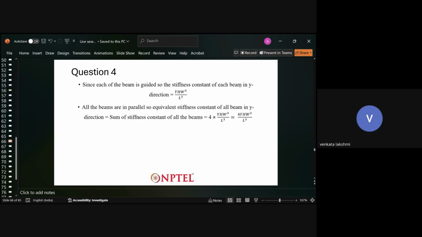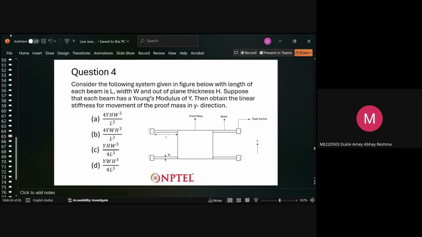Sir, I need some clarity. Please repeat again, sir, along the y direction. Yeah, so along the y direction, the formula is W. You can see here y is this way. So I'll just transfer to you.